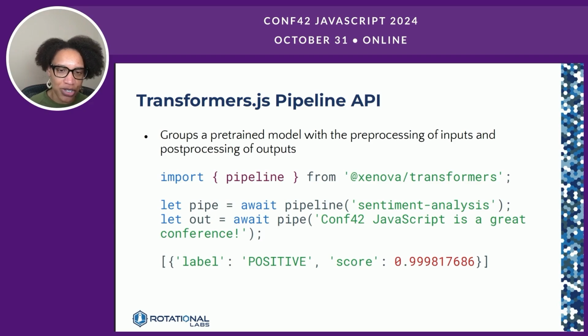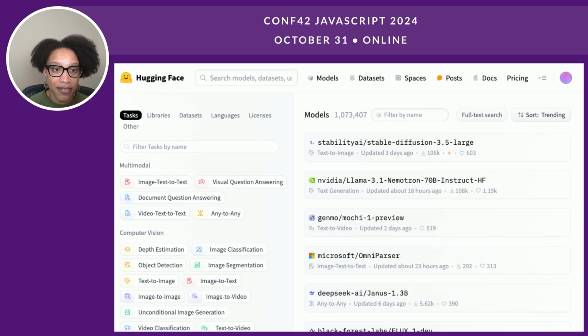And so here we're going to enter some text in this particular example: Conf42 JavaScript is a great conference. And then it could return a score and a label here. And so it'll be positive. In this particular case, yes, it is positive. It could also return negative, for example. And then it will return a score of how positive or negative the particular text is when using this particular sentiment analysis model.